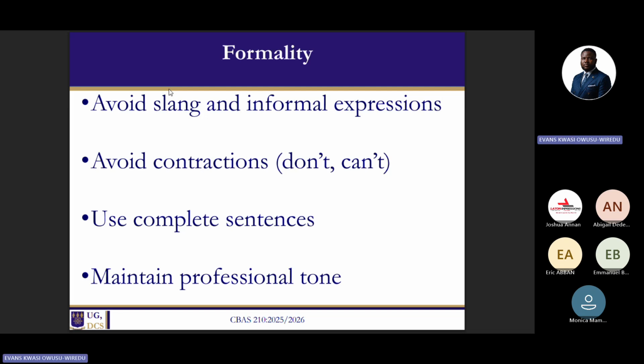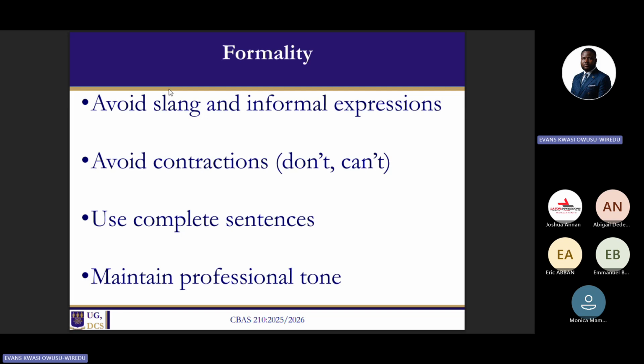And then we must avoid contractions. You know, there are certain words that are contracted. When you are writing as an academic writer, you need to be aware of these things.